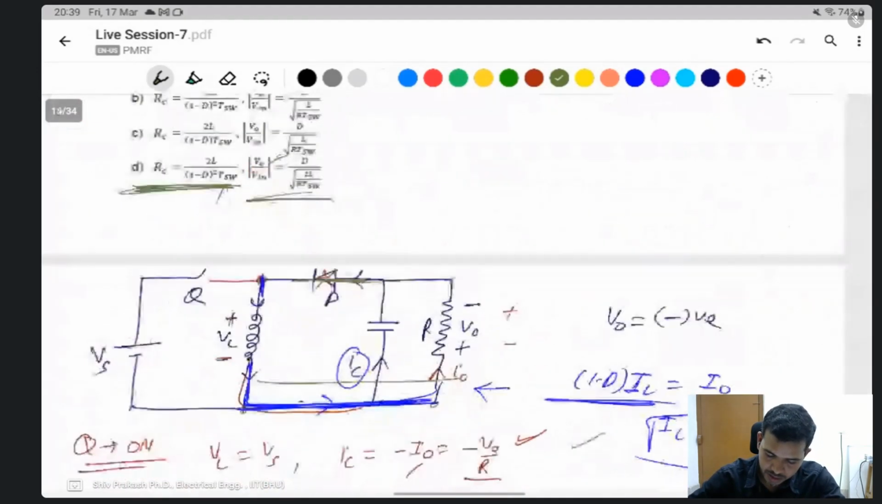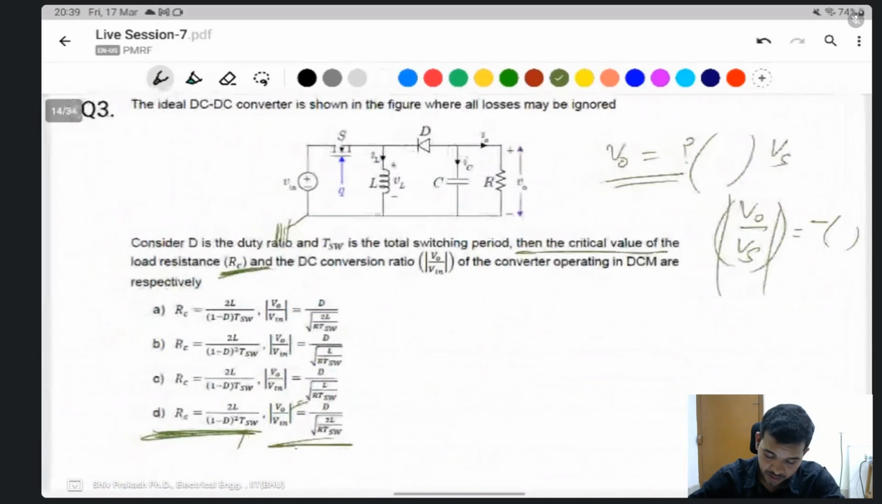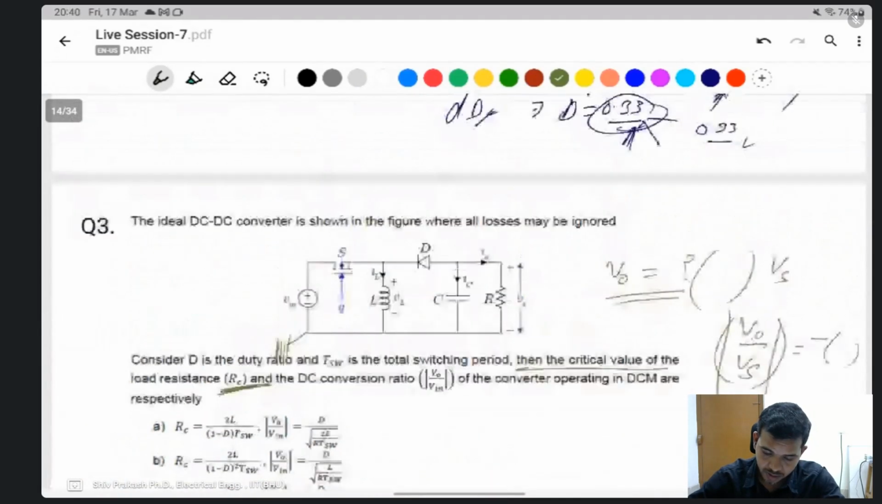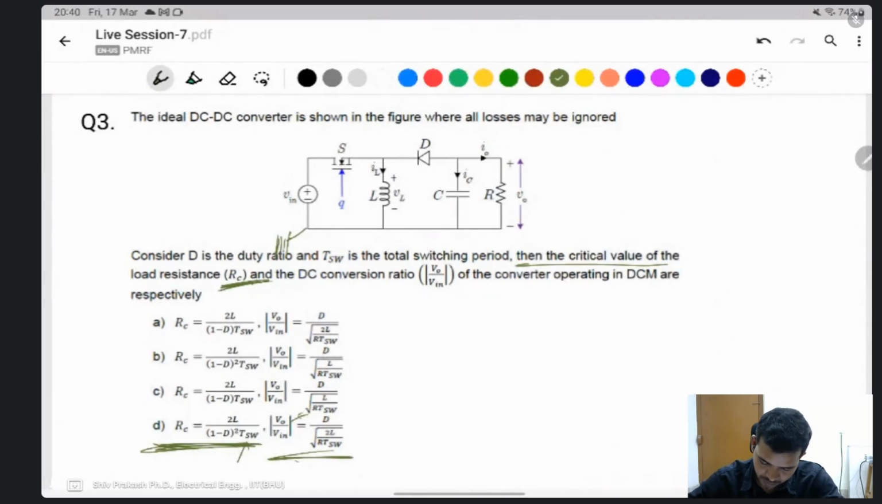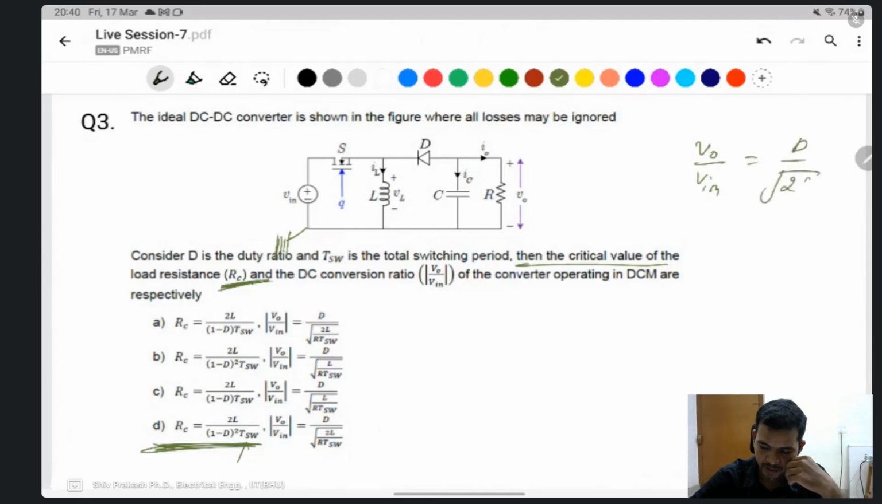Sir, that last expression I didn't get, this V0 by the mod of. Can we make it larger? Yes. D upon root of 2L upon R into switching time, R into TS. RT, like RT, 2FL by R remains same. 2FL by R same. Okay. D divided by 2FL by R. Yeah. Okay.